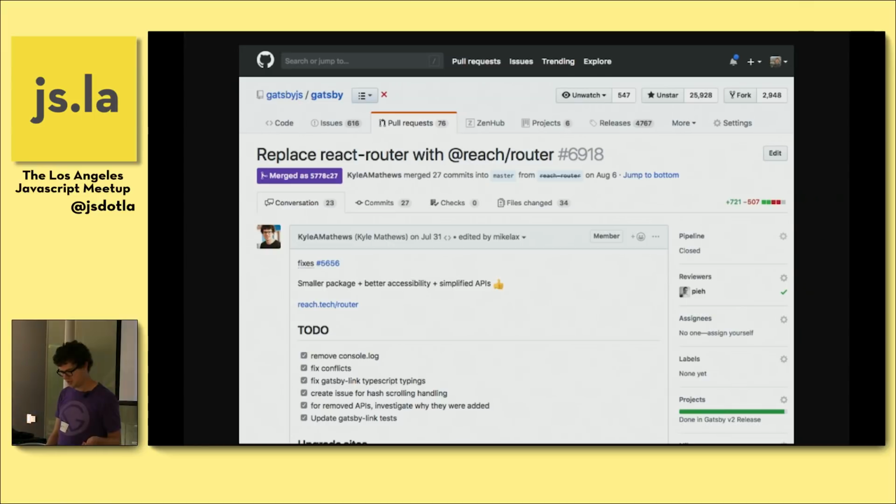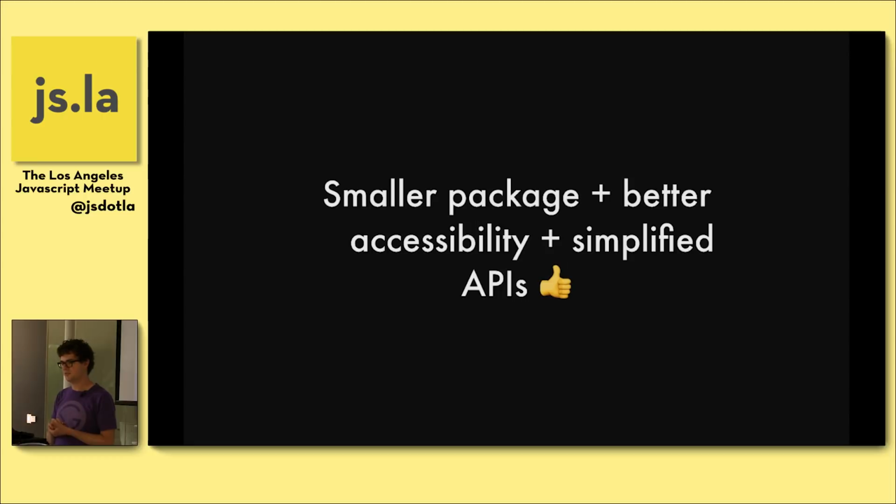And we switched to it, and it's been a big win, not just for accessibility. It's a much smaller package. We saved something like 10 kilobytes from doing that. It also has simplified routing APIs. I prefer the new version.